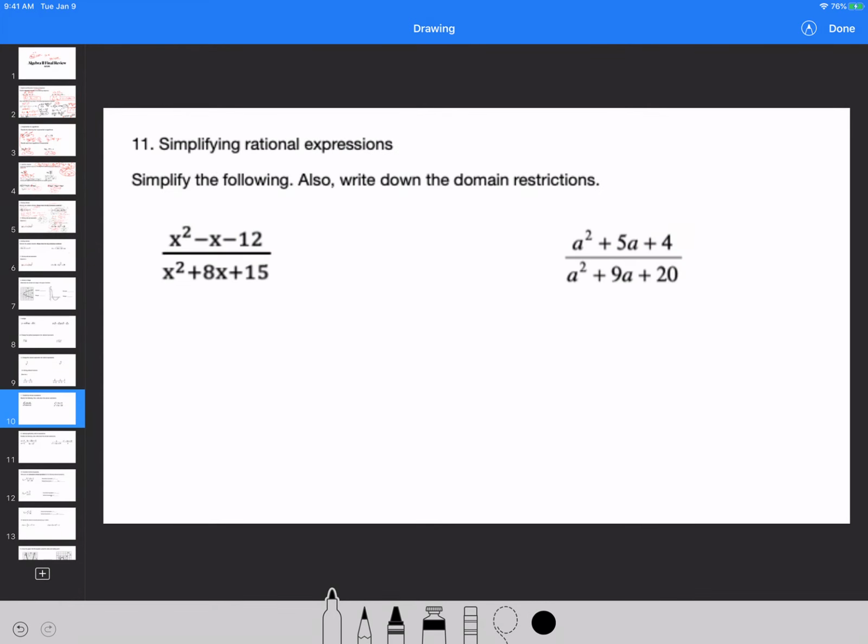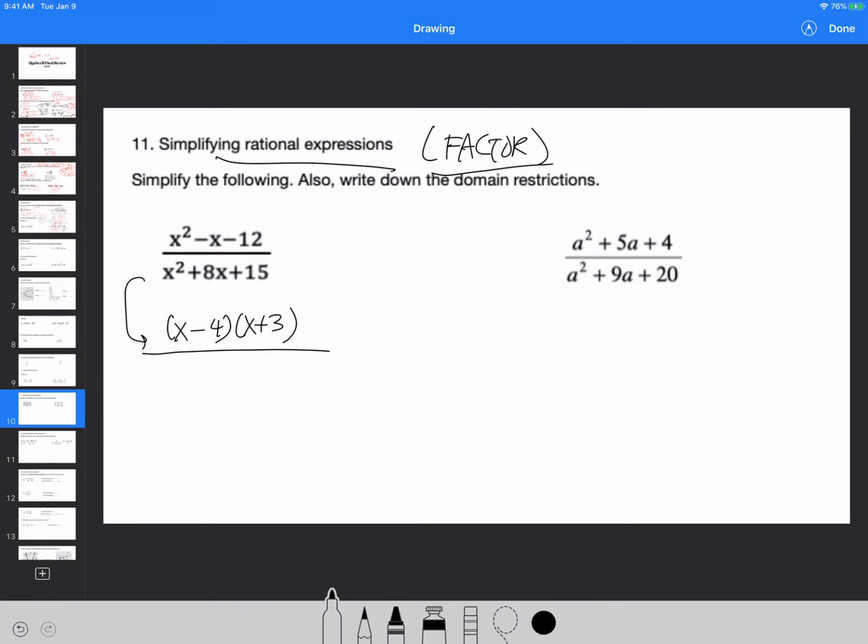All right, next question. Simplifying rational expressions. Simplify the following. Also write down the domain restrictions. For simplifying, all they're asking you to do is factor. I told you guys, whenever you have a rational function, your go-to first step should always be to factor, factor, factor. The first question, I get x minus 4, x plus 3.